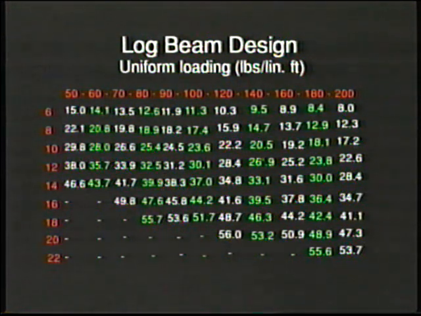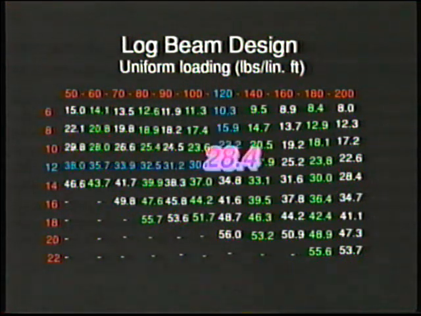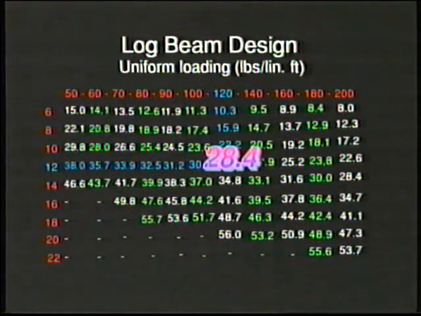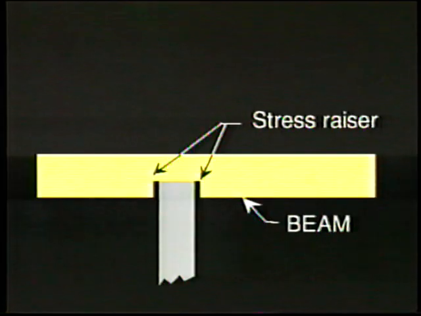From this table we can see that a 12-inch mid-span diameter log with a load of 120 pounds per lineal foot can be expected to span 28.4 feet. Span tables may be obtained from the Log Builders Association.